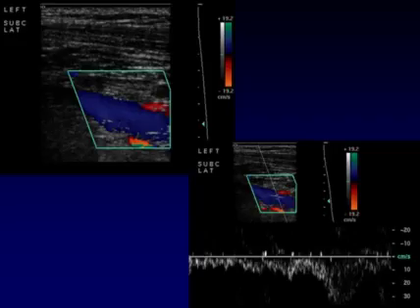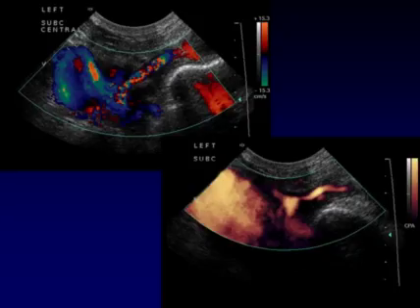Again, always look for that nice normal spectral waveform, a choppy triphasic waveform. Here you can see that this vessel looks perfectly normal by grayscale evaluation, but there is a definite lack of that normal triphasic pulsatility. In this particular case, following the vein centrally, you can see that there's an area of intense aliasing, which is very nicely defined as a very, very narrowed channel in this proximal subclavian vein.